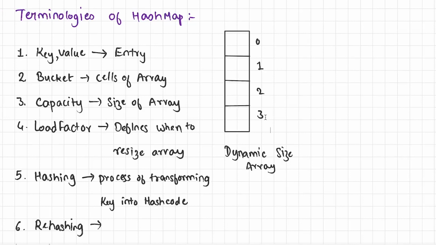Now the next terminology is capacity. As we can see, the size of this array is 4, and size is exactly equal to capacity. So in the context of HashMap, we call the size of the array its capacity. Okay, so far so clear. Now the next terminology is load factor.